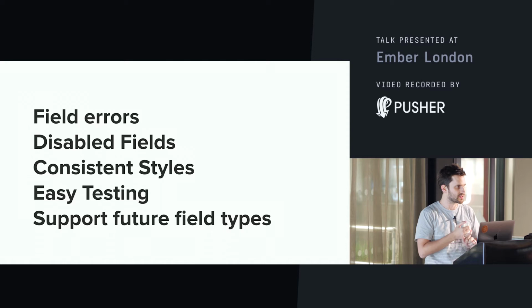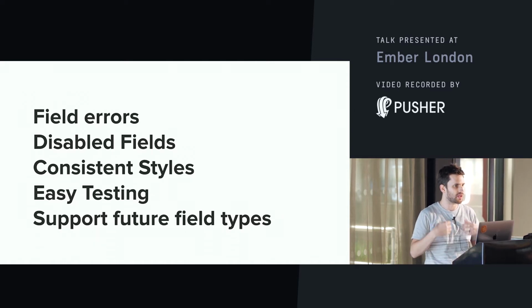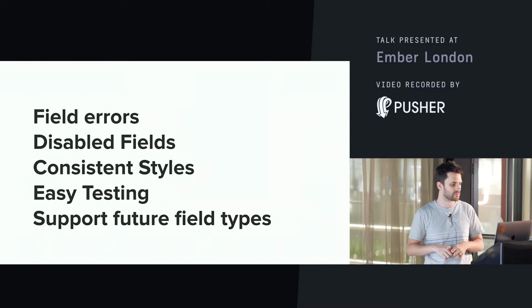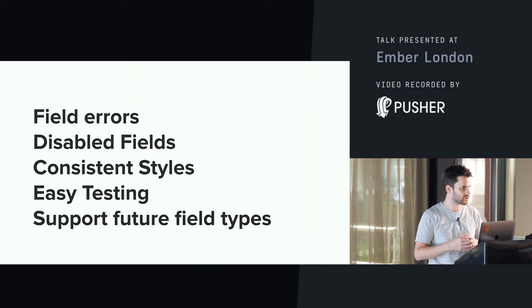It should be easy for testing. If we're building our own form, then we should take liberty, right? And we should add things that are going to make testing easier for us. And then we can build helpers on top of that as well. And it should also be really adaptable. So it should be able to support future field types. So it should be very pluggable.